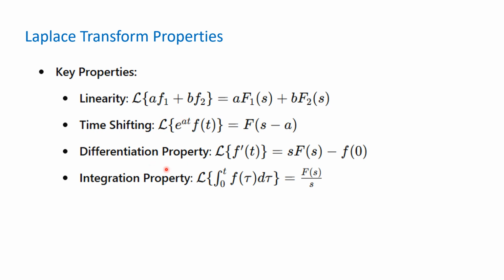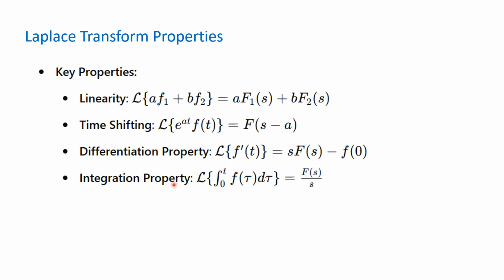There's also a differentiation property. Here, the Laplace transform of the derivative is simply s times the Laplace transform of the function minus f of 0, where f of 0 is the value of the function at time 0. Now, in a lot of our problems, f of 0 will be 0. We'll assume that at time t equals 0, f is 0. So this part here typically will not be in our answer.